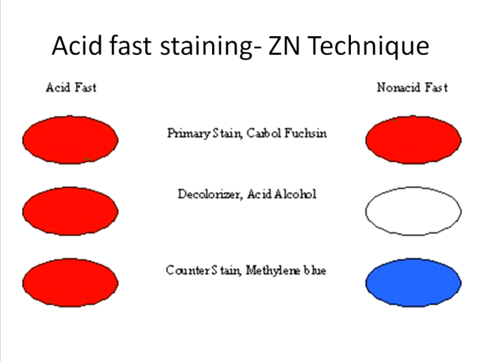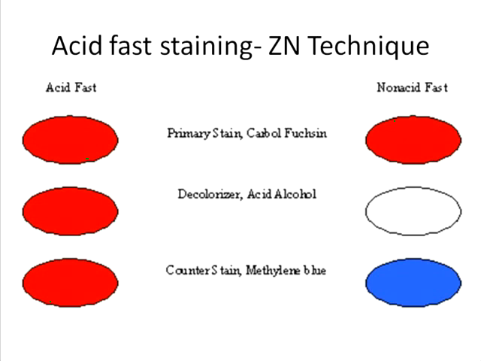What is meant by acid fastness? It's like the organisms hold on to the primary color without losing it, even if treated with acid. They are acid fast. So here on the left hand side you can see it's essentially a 3-step technique. Sometimes it can be modified into 2 steps also.